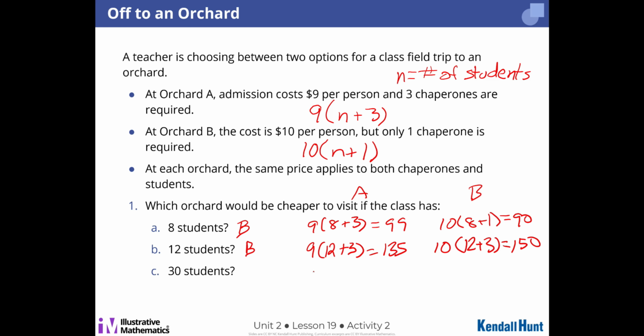Now let's check out 30 students. 9(30 plus 3). So that's 33. So 9 times 33 gives me $297. So now I can compare that to 30 plus 3 for the second equation. So 30 plus 3 is 33, and 10 times 33 is going to give me $330. So for 30 students, Orchard A is my cheaper route.